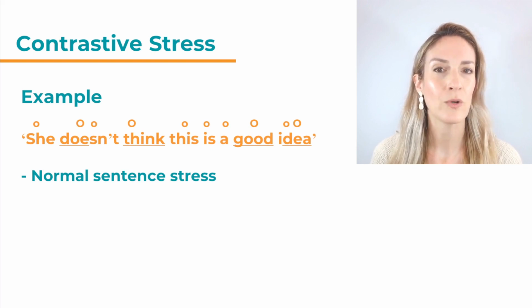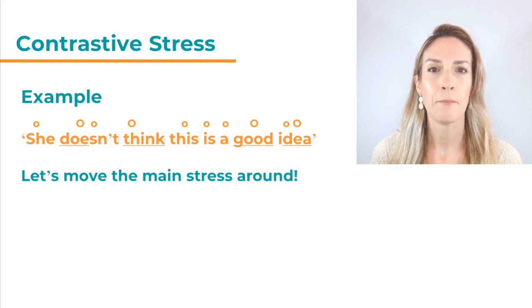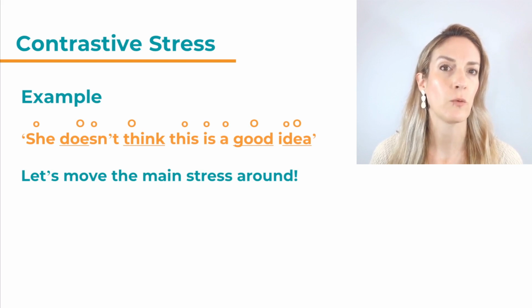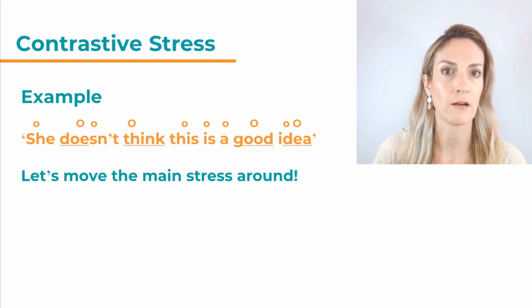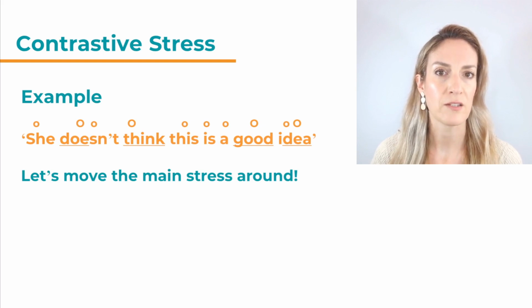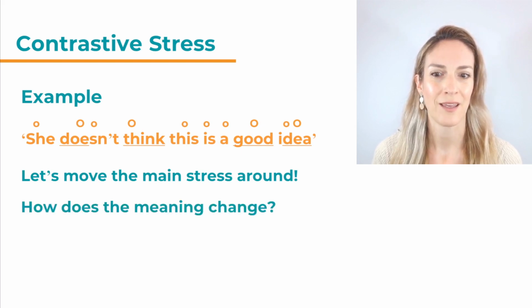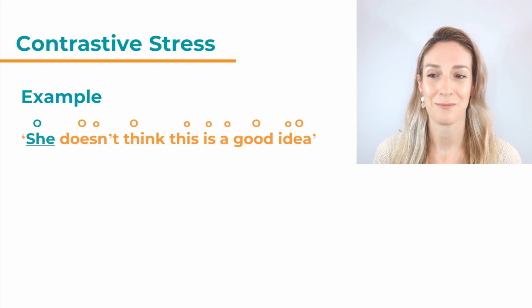But let's now see what happens when we move the main stress around and we place it onto different words. And so that means that that word would then be louder and clearer and has pitch change in comparison to the rest. Okay, the rest would be a little bit quieter, some obviously a lot quieter because they're unstressed, other sort of medium, but then one word has the main stress. Now let's do that. We're going to move the stress around and we're going to see how that changes the meaning of our sentence. Okay, so let's start with the first word.